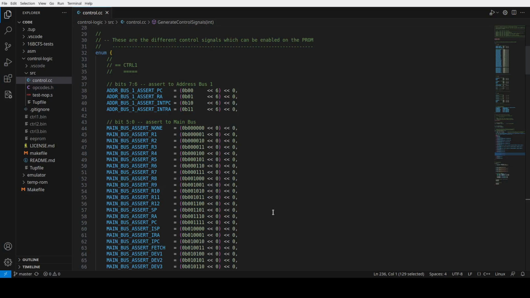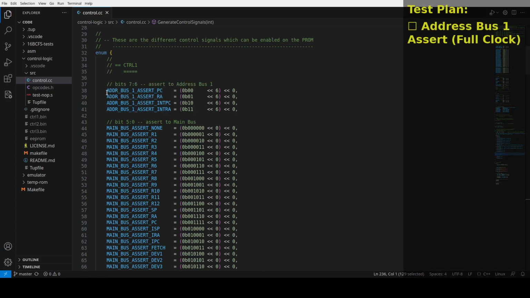Okay, I want to start today with a look at the different types of signals that we're going to have to measure and make sure are shaped properly. The first of which is an assert to address bus 1. Now, currently I only have one thing that ever asserts to address bus 1, and that's the program counter. So as much as I'd like to take a look at that signal, I'm never going to actually be able to do that, at least not yet.